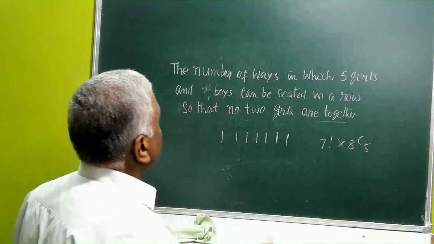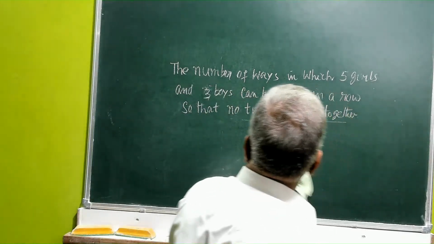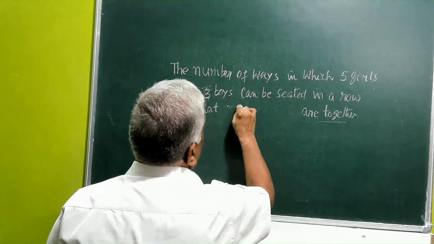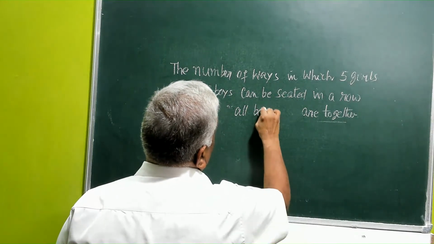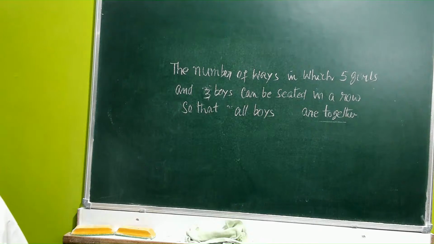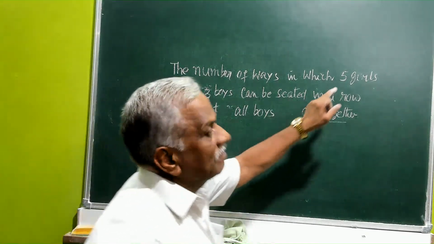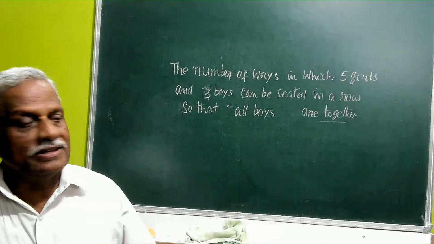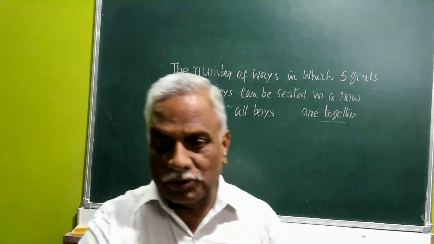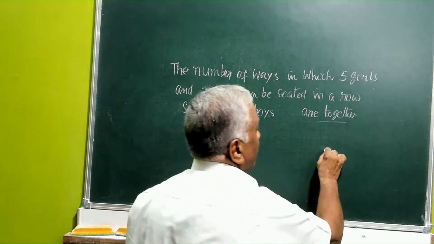So let me keep 3 boys as it is. Okay. Now, instead of asking no 2 boys are together, all boys are together. Supposing question is asked like this. So what you should do? Now 5 girls, you can put them anywhere. These 3 boys want to be together. That means if you show the place for one of them, supposing I can say you can sit here.